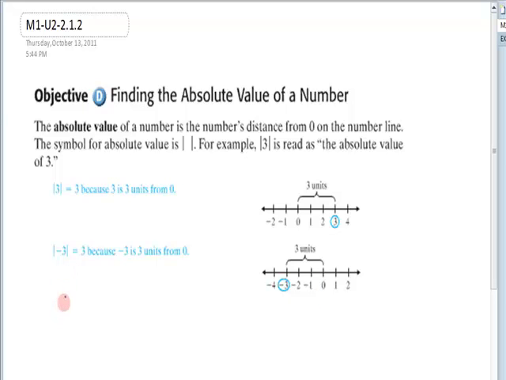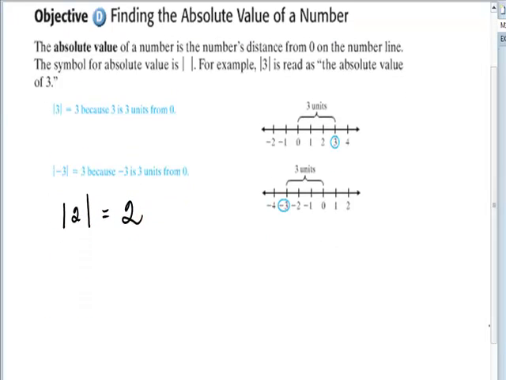So the absolute value of a positive number will always be positive. The absolute value of 2 is 2. The absolute value of a negative number will always be positive. Some people like to say, oh, so absolute value is always positive. Well, we don't say that because there is an exception. The absolute value of 0 is 0, which is not a positive number. So that's the one exception.